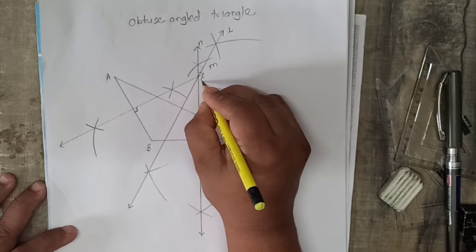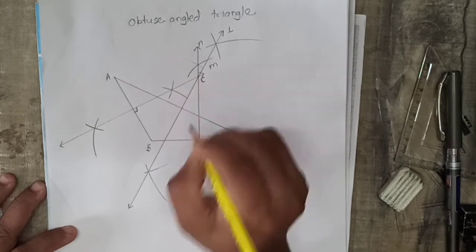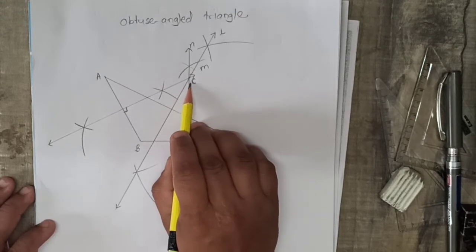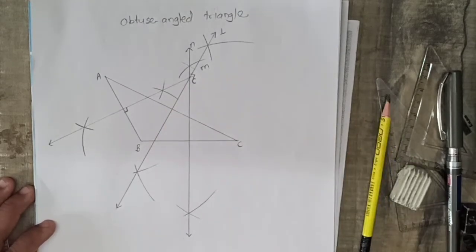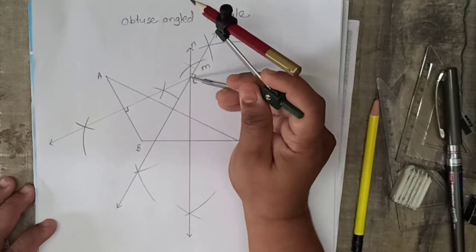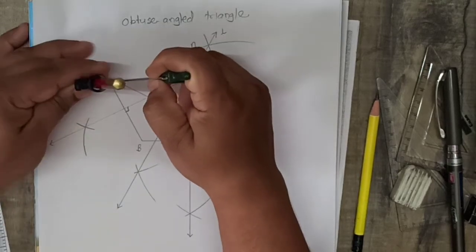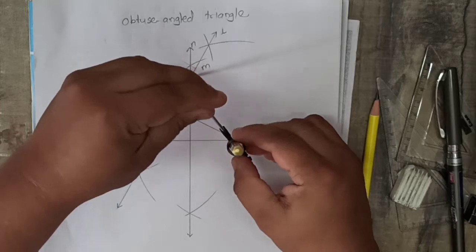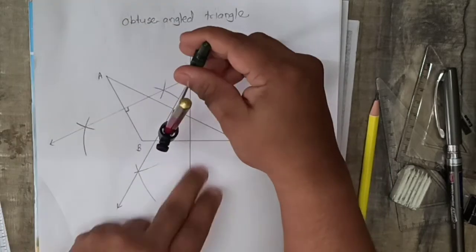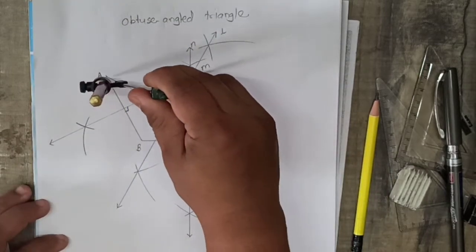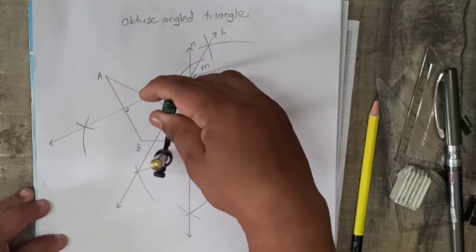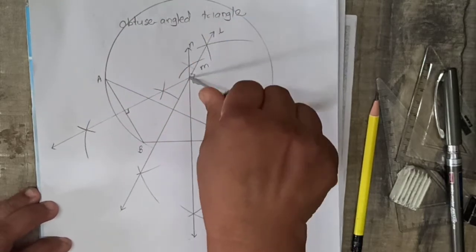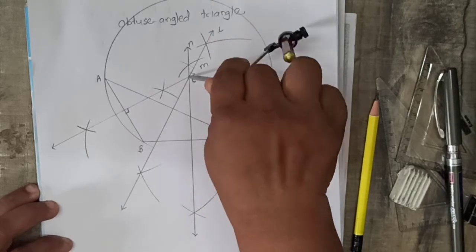I give this point the name C. This is a circumcenter. Why is this called a circumcenter? Because when we place the tip of the compass on this point C and measure CA, CB and this distance, we find that all these three distances are of equal length, and by using it we can draw a circumcircle.